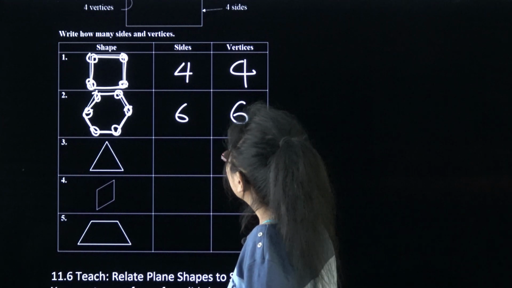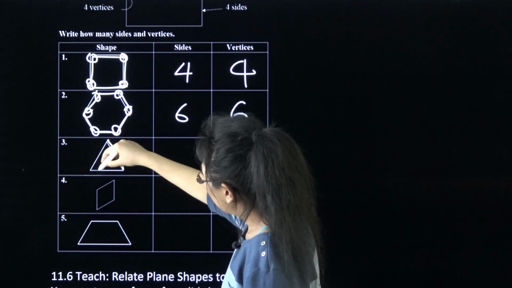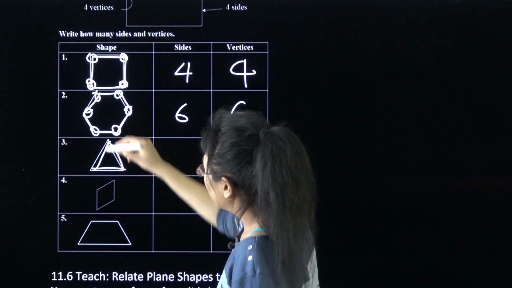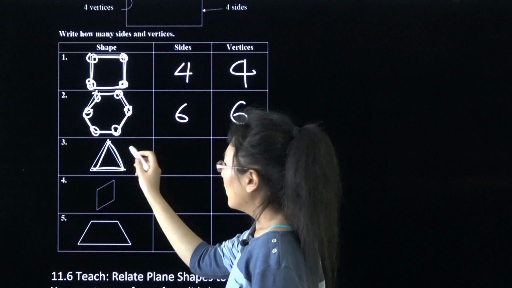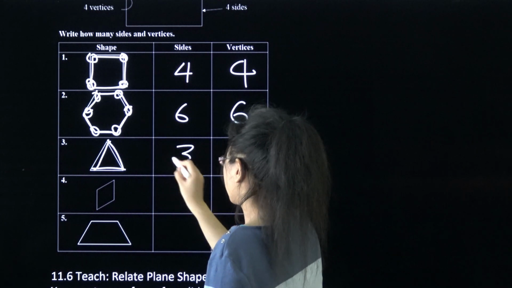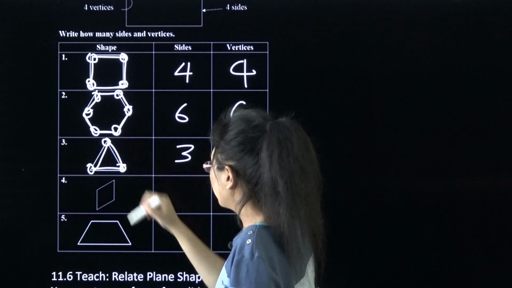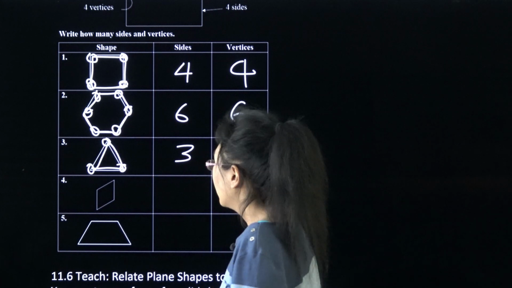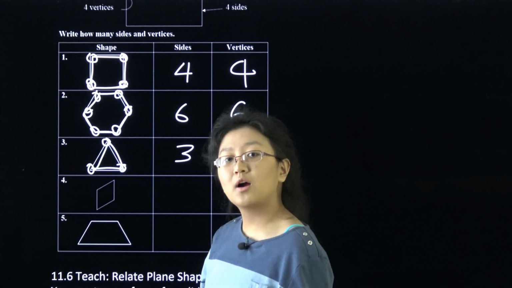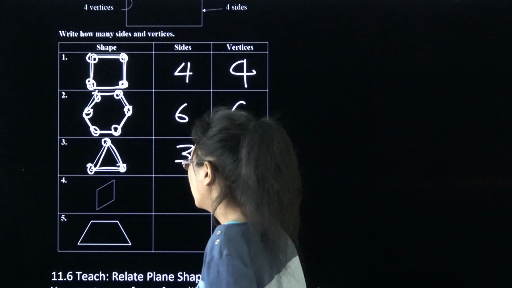Now this one. Let's count how many sides there are, shall we? 1, 2, 3. 3 sides. That's a triangle right there. So we put on 3. And then we count the number of vertices. 1, 2, 3. 3. The vertices are also where the angles are, but that's for another discussion.